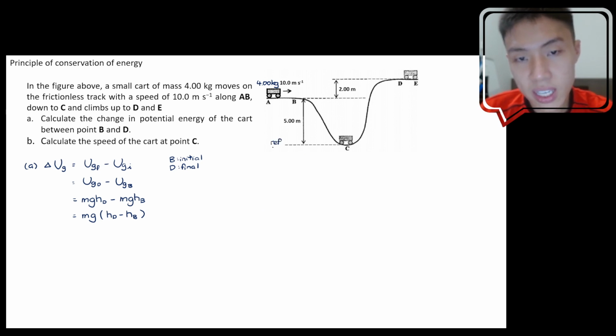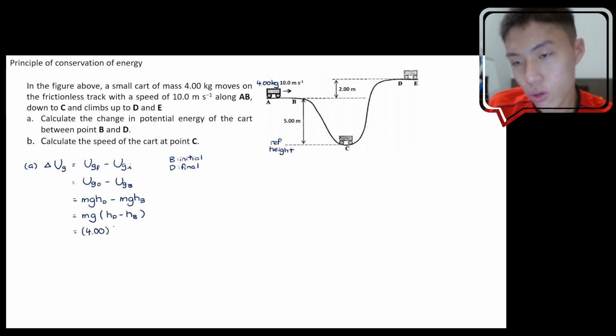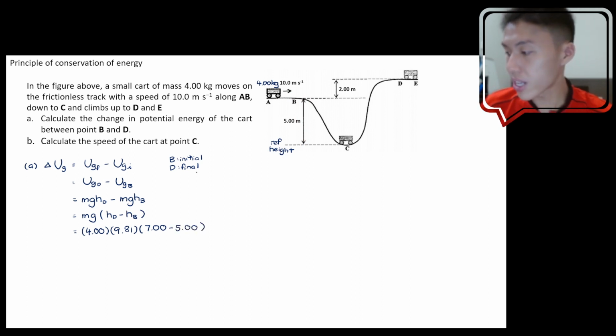Let's say you can set point C, the lowest point here, as the reference height. If you set here as the reference height, then point D over here, the height will be 5 plus 2. In that case, let's substitute: the mass is 4 kg, your g is 9.81, but your height of D will be 5 plus 2, which is 7, so you can write it down as 7. And your height of B is over here. The height, if measured from C, is 5 meters, so you can minus 5 meters. If you choose to do it like this, you get an answer of 78.48 joules.